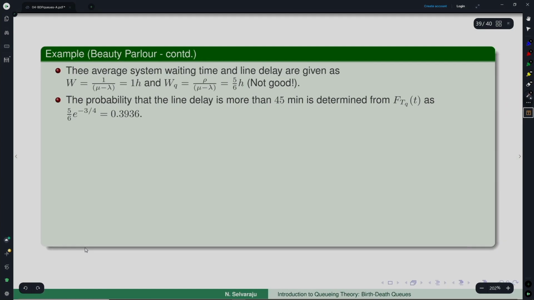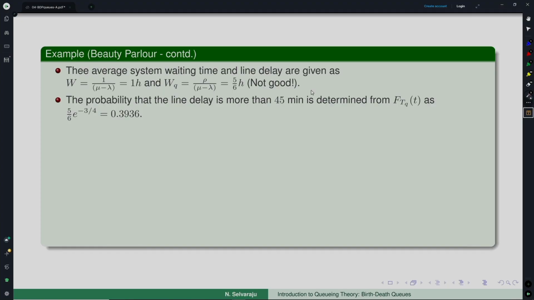Now, if she wants to know the average waiting time, because we already know the parameters, we can obtain that the average waiting time is 1 hour. The average waiting time in the queue is 5 by 6 hour, which is 50 minutes or so, and whether it is good or bad, you have to decide. In general one would say that it is not good, because the wait seems to be longer.